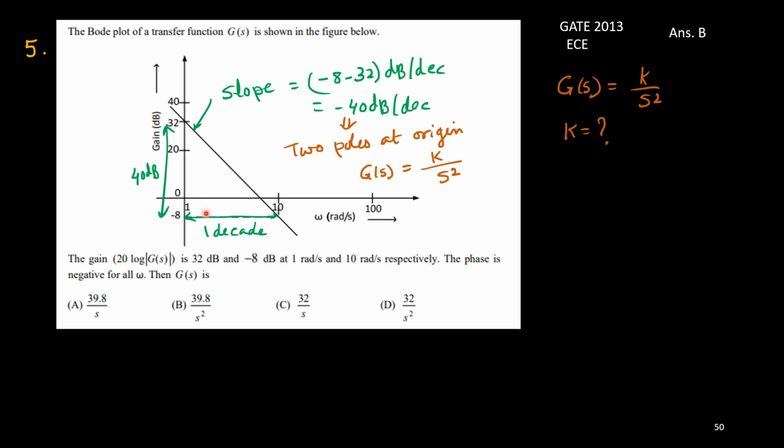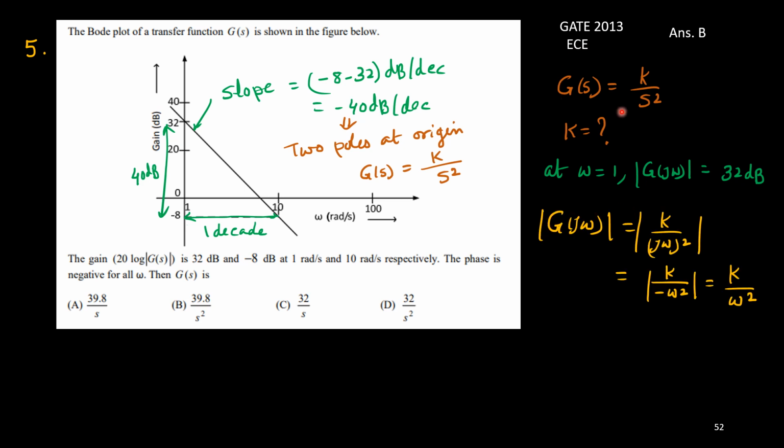So how to find k? You can take any value. At omega equal to 1, its value is provided as 32, that we can use. So at omega equal to 1, the magnitude of G(j omega) is given as 32 dB. In G(j omega), I can replace s by j omega. I get k upon (j omega) square, its magnitude I want. Since j square equals minus 1, it is k upon minus omega square, but its absolute value will be simply k upon omega square.